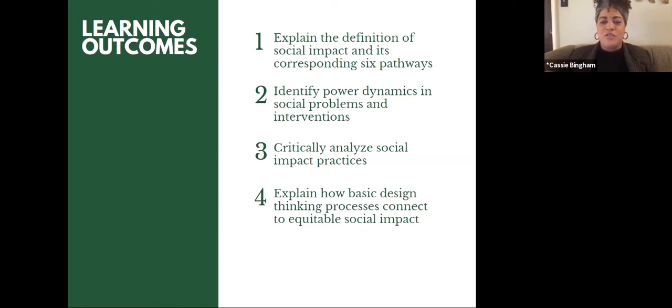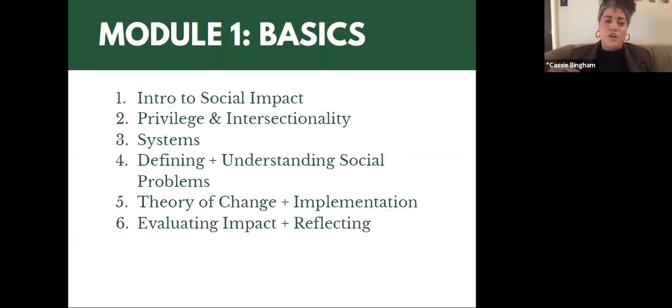And then 2, we want to identify power dynamics in social problems and interventions. We want to talk about power constructs. We want to talk about intersecting identities and historical context and how that very deeply affects how we do effective social impact. 3 is to critically analyze social impact practices after learning about those things, being able to analyze and evaluate impact and if there really has been an impact or a positive impact. And then number 4, we want our students to be able to explain how basic design thinking processes can connect to equitable social impact.